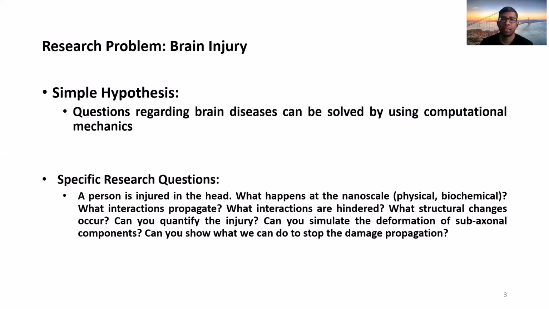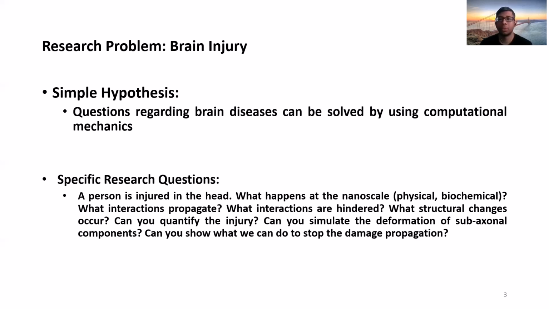So in layman's terms, if I want to pose that research question, let's say a person is injured on the head. At macro scale, you see some injury, but what happens at the nanoscale? There are so many interactions that propagate. Some are mechanical in nature, let's say subaxonal components that get injured, and also biochemical interactions or reactions that propagate after an injury as a response to the injury.